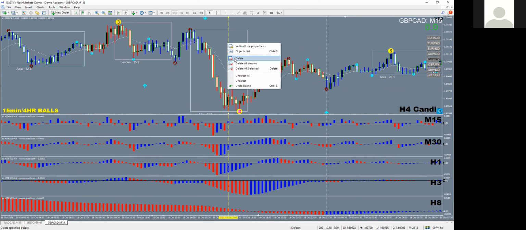How many pips is that? 10 pips, 15 pips, whatever. 32, yeah. And then now I got a 3 ball at the bottom. I'm in sync with the 4 hour ball. Guess what? Here comes my add-ons. Take an entry, 1 ball retrace, add-on. 2 ball add-on, retracement, add-on. And that's it. Okay, now I just wait for the 3 ball.